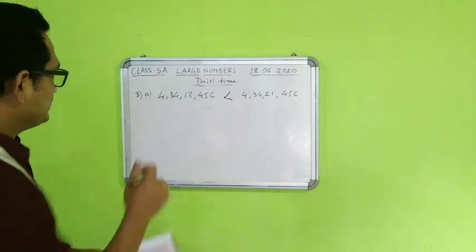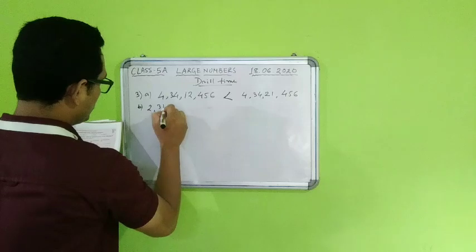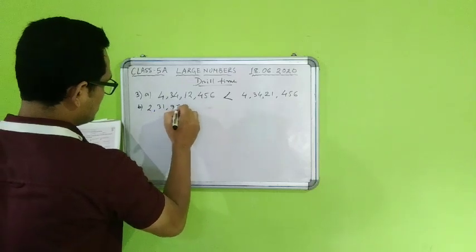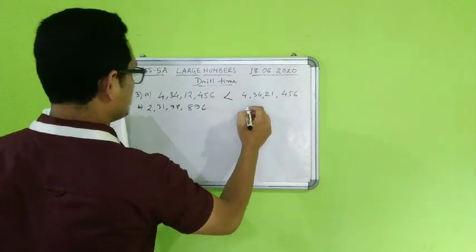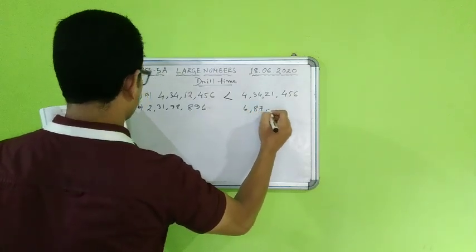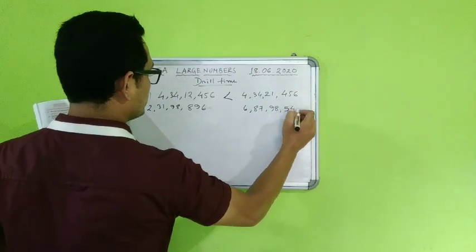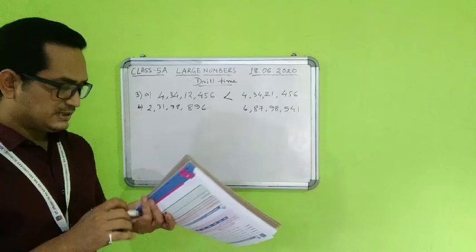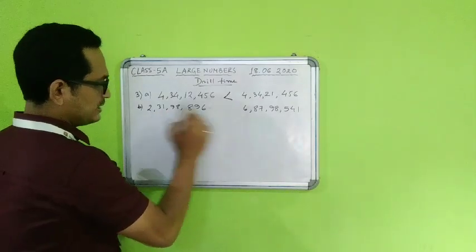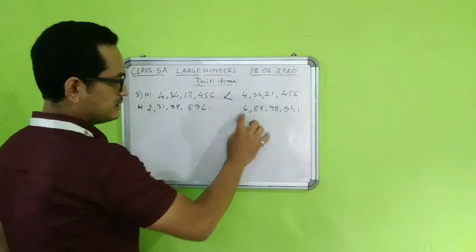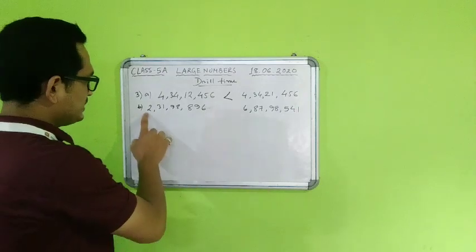Let us go for number B now. Let us write down the numbers 2,31,98,896 and 6,87,98,541. Now here students, let us see how many digits there are first. 1, 2, 3, 4, 5, 6, 7, 8. 1, 2, 3, 4, 5, 6, 7, 8. Same again, 8 digits. Let us start comparing from the left hand side. Here it is how much?